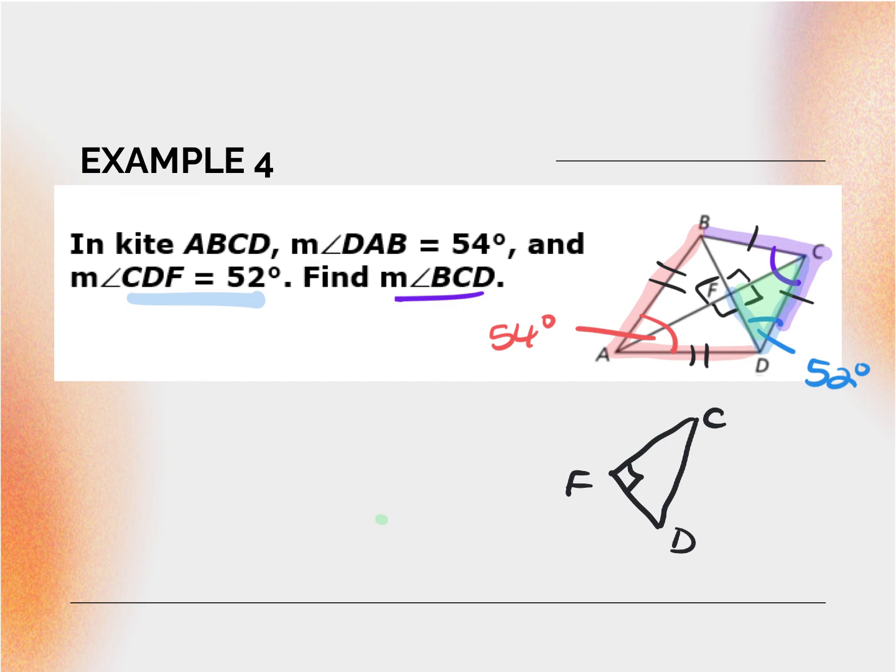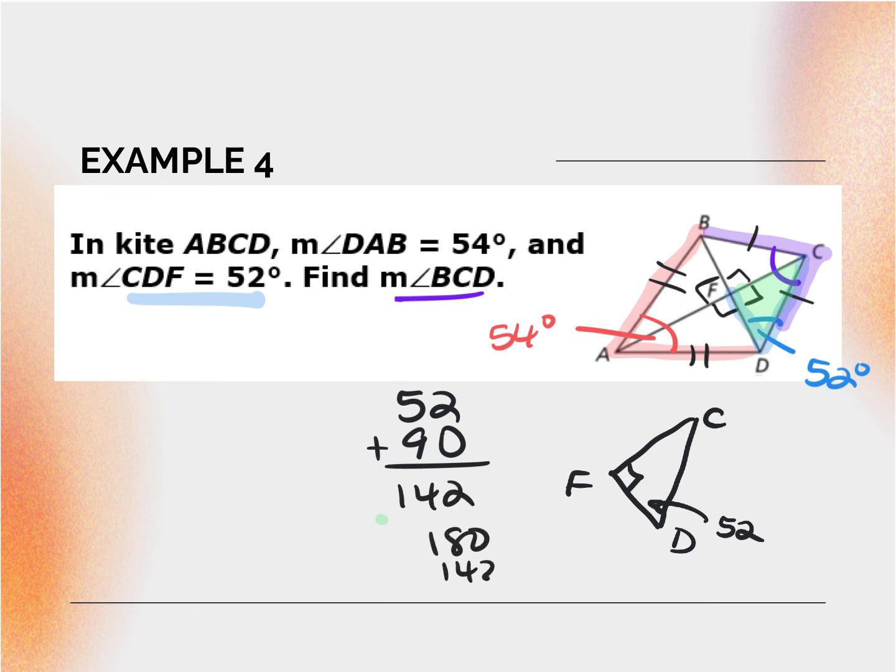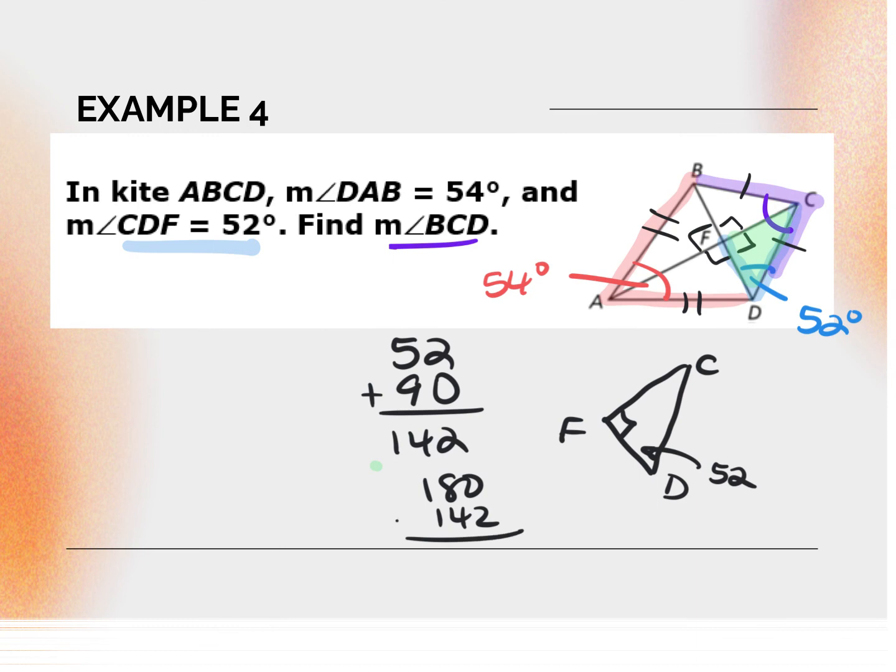And notice angle D here is 52. So I can use the fact that a triangle's angles add up to be 180. So I could either add 90, 52, and then subtract it from 180. Or I could also realize that the acute angles of a right triangle are complementary. Either way, if you do it the longer way, 52 plus 90 equals 142. Then subtract that from 180. And then the missing angle C up at the top is 38 degrees.